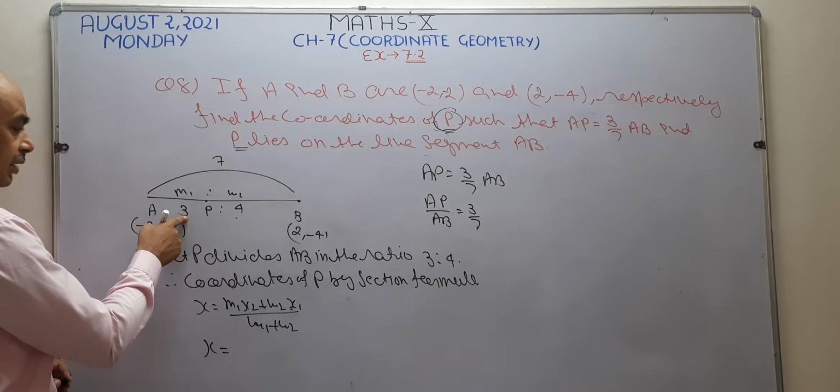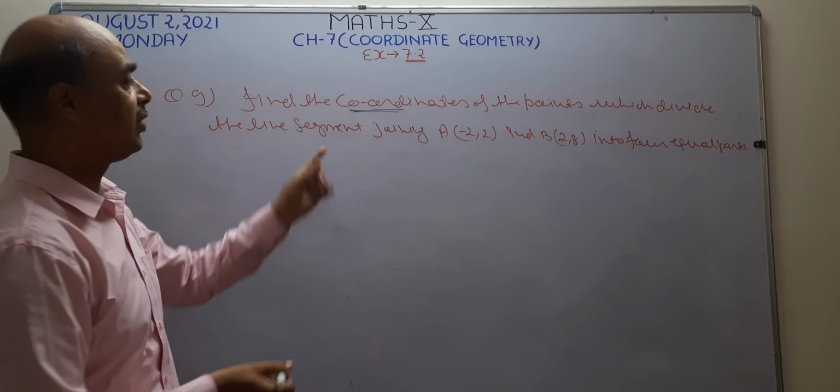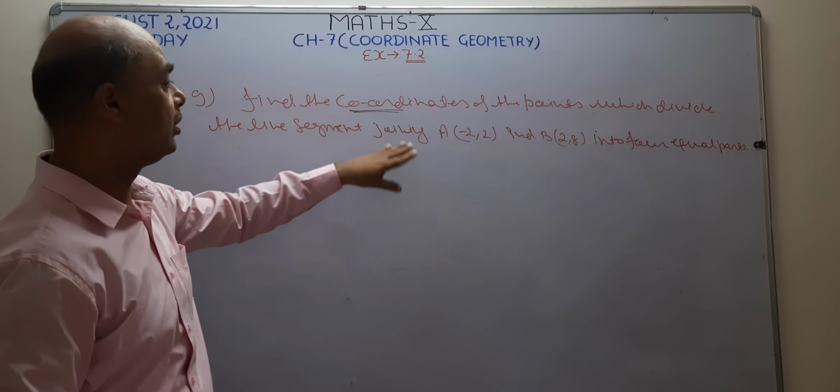Now we are going to solve question number 9. See what is given. Find the coordinates. Again coordinates are there, so I want to use either the section formula or the midpoint formula. Of the points which divide the line segment. One line segment is given. Suppose this is your line segment AB. Coordinates of A are -2 and 2, and coordinates of B are given as 2 and 8. Now this line segment AB is to be divided into 4 equal parts. It is written here, 4 equal parts.